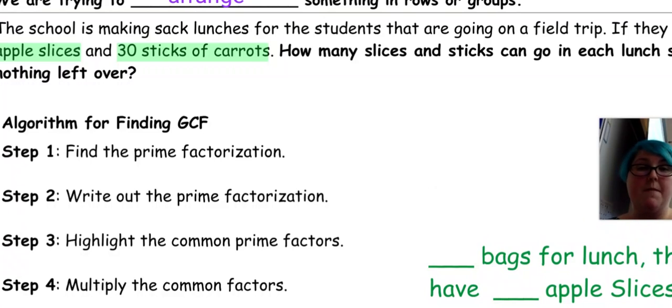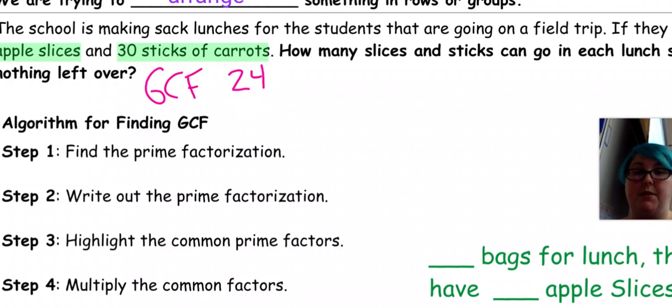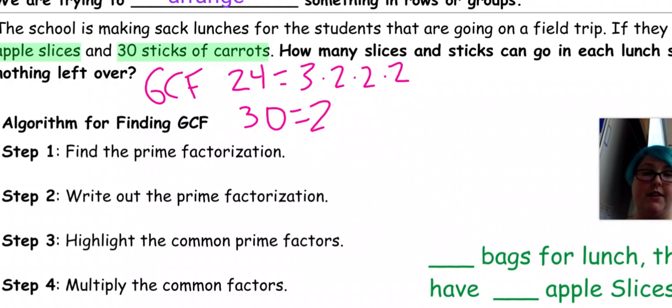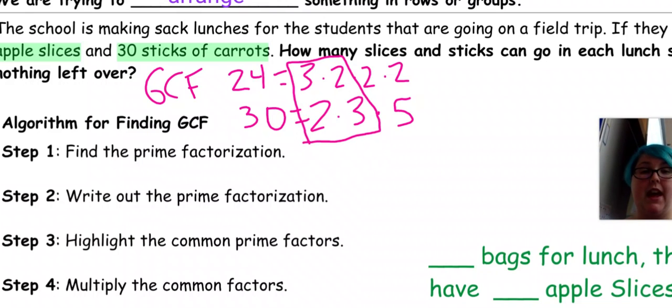So we know that 24, the GCF, I'm going to write this here so I don't forget, the prime factorization of 24 is 3 times 2 times 2 times 2. Always double check my math, folks. And 30, the prime factorization is 2 times 3 times 5. So now, to find the common factor, we look for the numbers that are the same in both. So I notice I have 2 and 3, and that gives me 6.